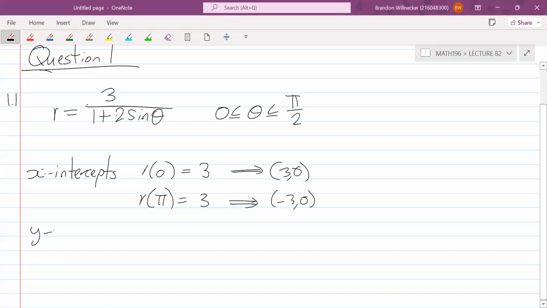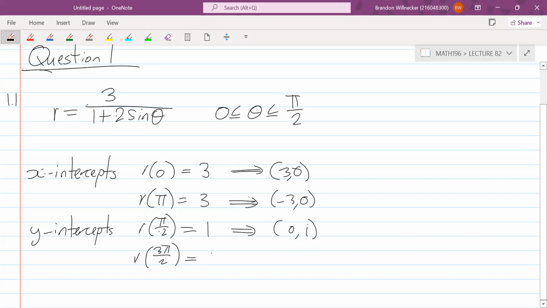Okay, so y-intercepts. That's going to be r at pi over 2. So we can substitute that in and we're going to end up with 1. So that gives us a y-intercept of 0, 1. And r at 3 pi over 2, that's going to be minus 3. So 3 pi over 2 means we're moving down. But since the radius is negative, that means we're going up in the other direction. So that's going to be 0, 3. So we've got all of our intercepts.